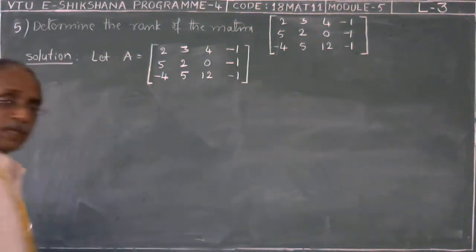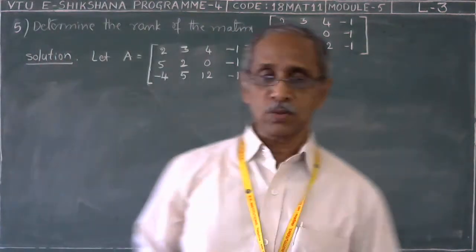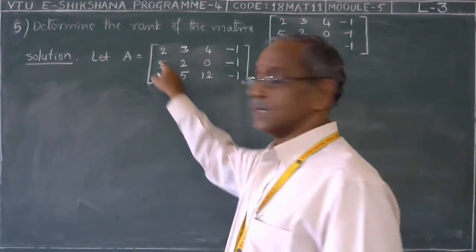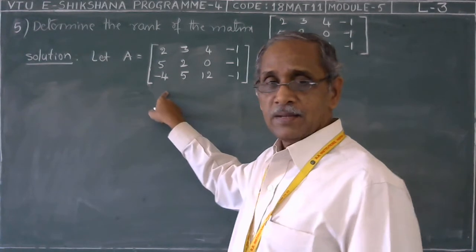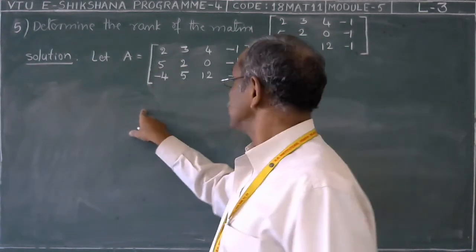So now there is 2 in the first row, first column. The leading entry in the first row is 2. So I have to make these two elements 0, without disturbing any of these numbers. So what can we do?